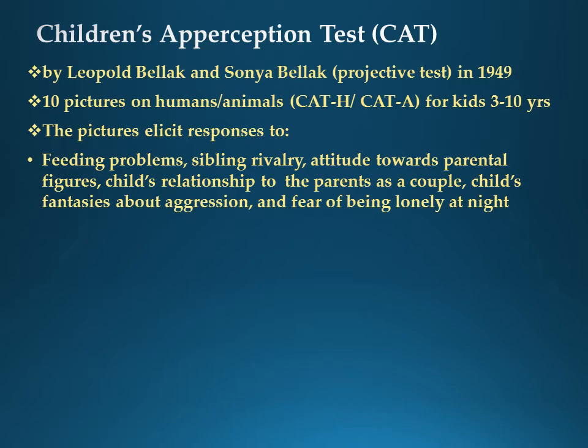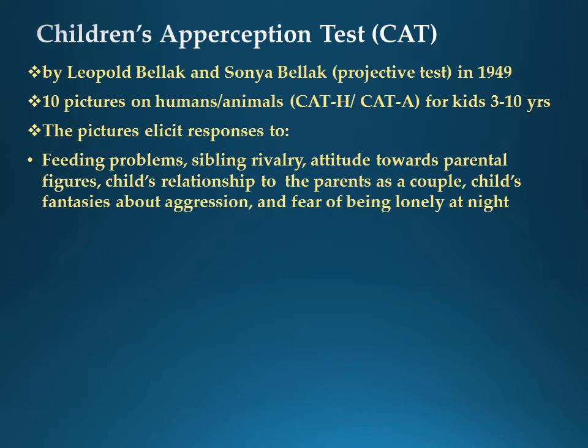But in order to avoid too much childishness in the test, the test also features 10 pictures of humans in the same social context where there are animals. So in place of the animals, there are humans. This was the second version, CAT-H, which was developed in 1965 by the same authors, and mostly used by older children in the group, which is 7 to 10 years.